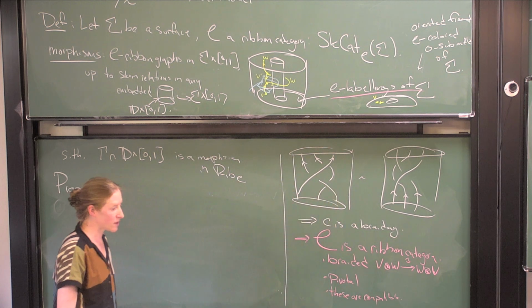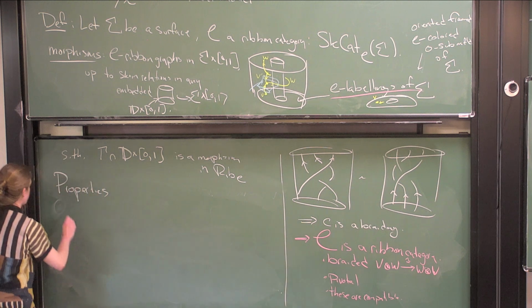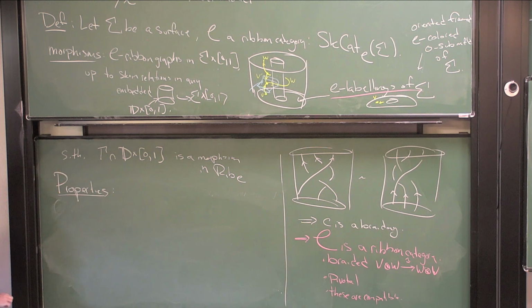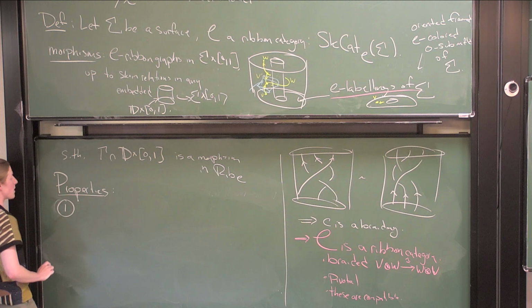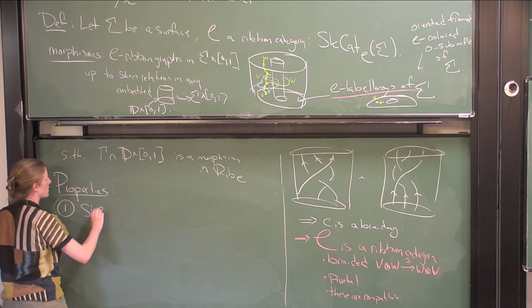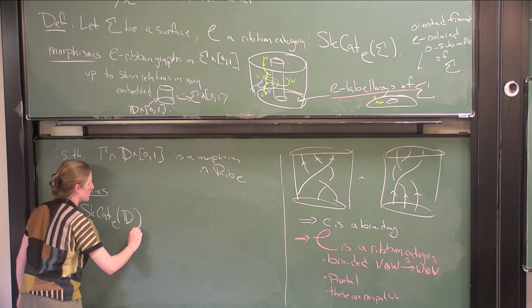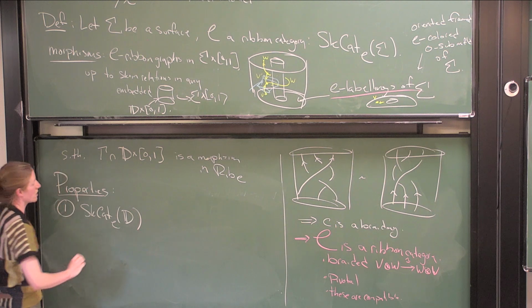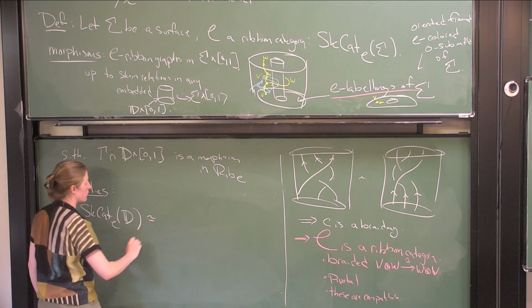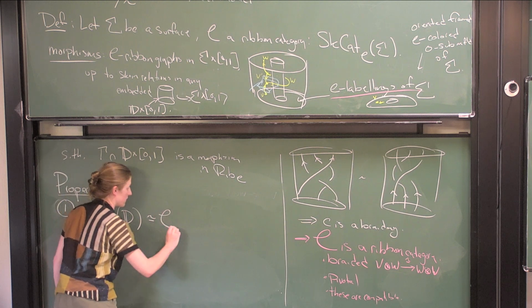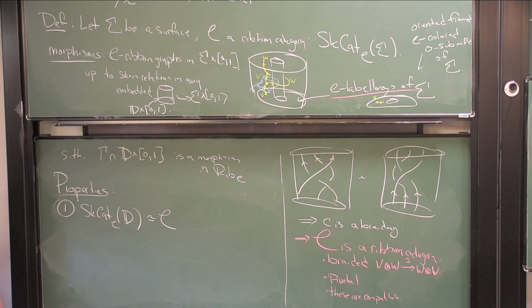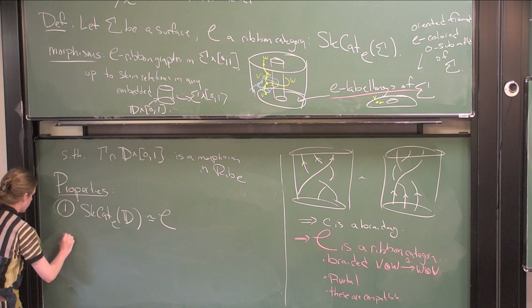Okay, let's get into some properties of this stuff. So here are some properties, and that will be the last property that I say today, I think. One property is that if I look at the Skein category of just the disk, this is really by construction just C again. So if I just plug the disk in and I do all this stuff, I've just described C again. So that's a nice property.